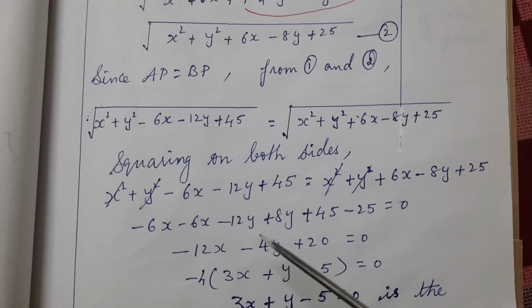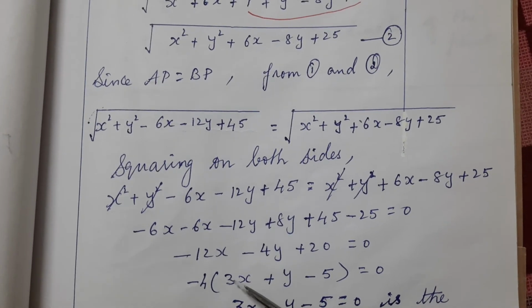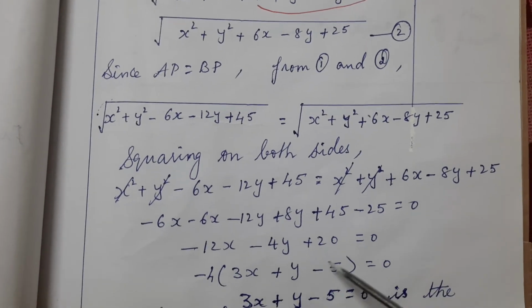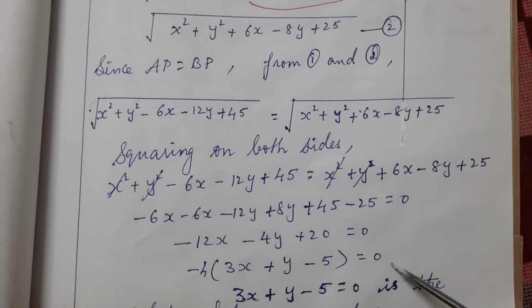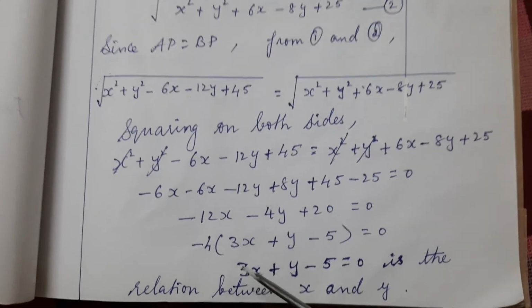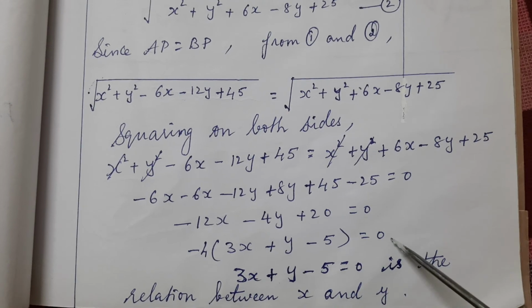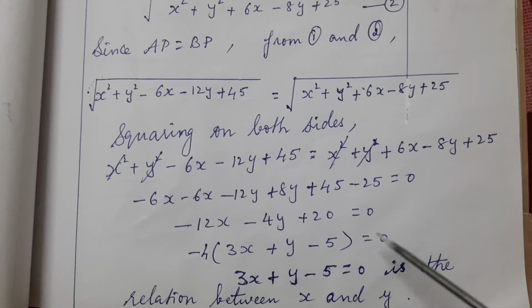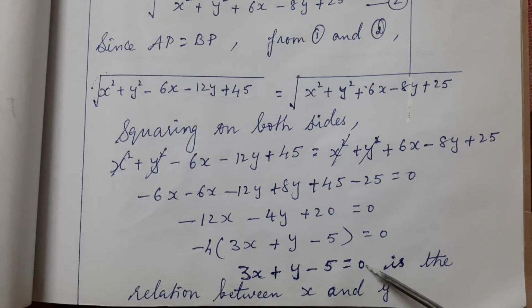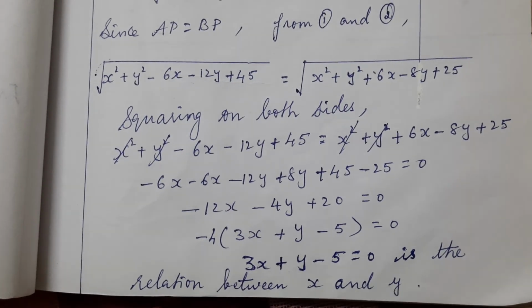So to find this we can divide like this. 12 by 4 is 3. 4 by 4 is 1. 20 by 4 is 5. So we get equal to 0. When you expand you should get the same number here. Now 3x plus y minus 5 equals 0 by minus 4 becomes 0. So remaining is 3x plus y minus 5 equal to 0, which is the relation between x and y.